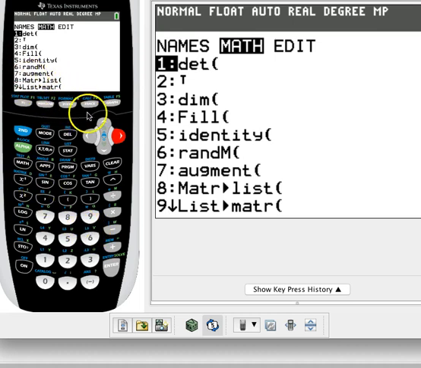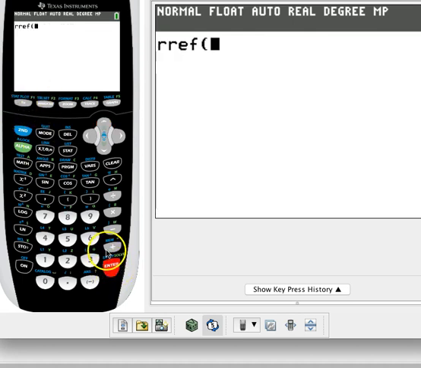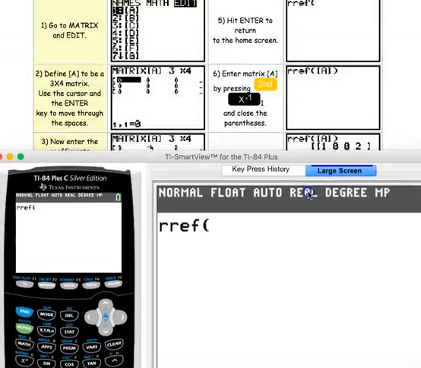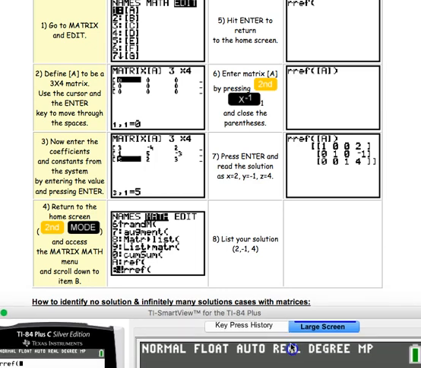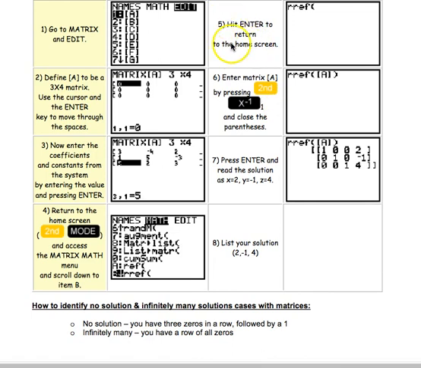It says item B. It's probably quicker to scroll up than down, honestly. But we want B, which is RREF. Do not choose A. They look similar. It has to be B. That RREF stands for reduced row echelon form, which is the easiest way to solve systems of equations using matrices. So now that I've chosen RREF, I am back on the home screen, so it's showing me what my screen should look like.